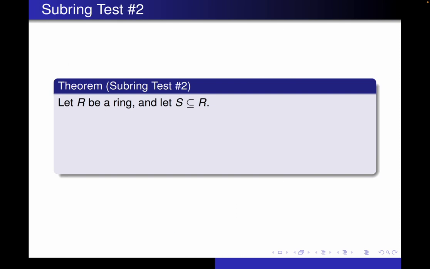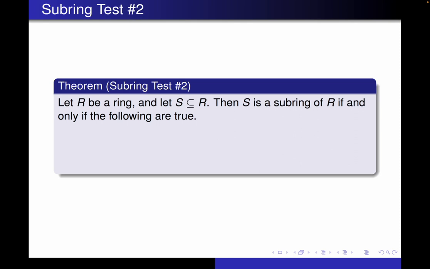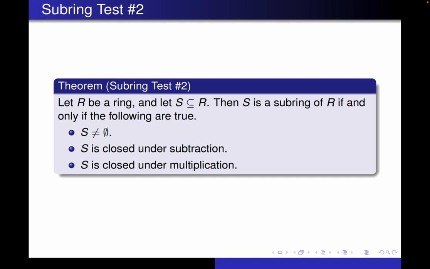So here's our subring test number 2. Let R be a ring, let S be a subset of R. Then S is a subring of R precisely when these three things are true. First of all, S is not empty, S is closed under subtraction, and since both of those things give us the zero element, closure under addition, closure under additive inverse, and an additive identity, all we have left is to show that it's closed under multiplication.